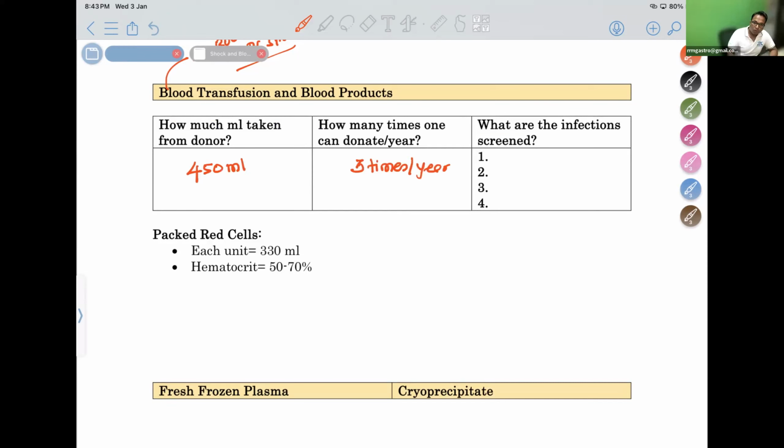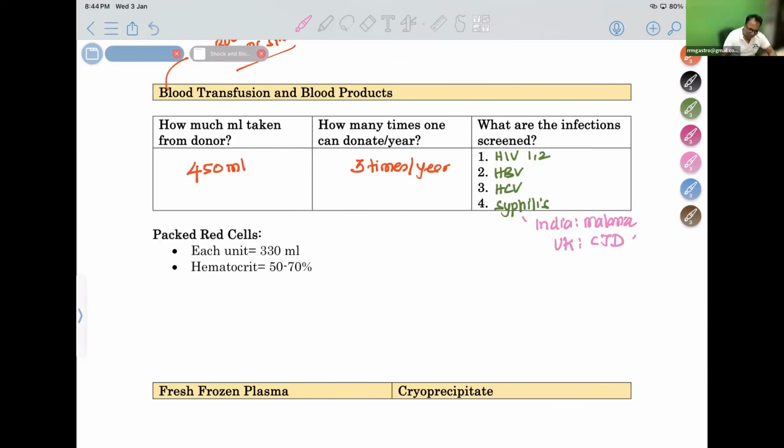When you are giving blood, what are the infections that will be screened in your blood? HIV 1 and 2, hepatitis B virus, hepatitis C virus, and number 4, syphilis. These are the 4 infections which will be screened in your blood. In India, sometimes they screen for malaria. In the UK, they sometimes screen for Creutzfeldt-Jakob disease. These are 2 important rare diseases. But commonly done in all countries are HIV 1, 2, B virus, C virus, and syphilis.